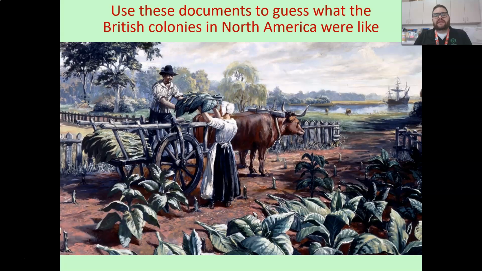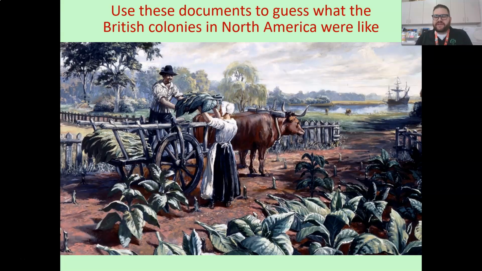Now, let's look at the British. So when we look at this picture about what life within the British colonies was like, we can take a couple of hints from this painting. What do you think, before I help you out, were some of the things that the British wanted to focus on within their colonies in North America?